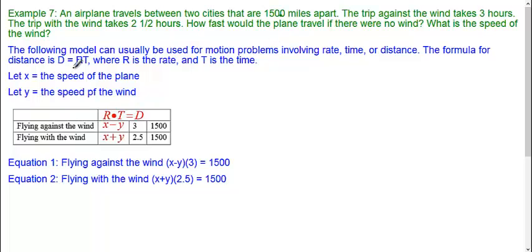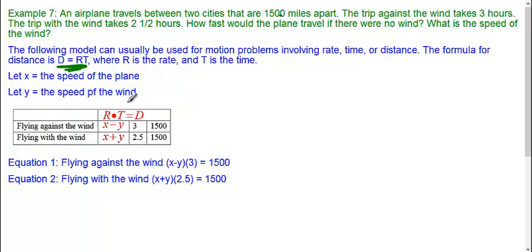All right, so we need to know our formula. Distance equals rate times time. And we're going to let x equal the speed of the plane. The plane's going to go the same speed no matter what, but the wind's pushing against it in one trip, so it's going to make it go slower. And in the other it's pushing with it, so it's going to make it go faster. And let y represent the wind.